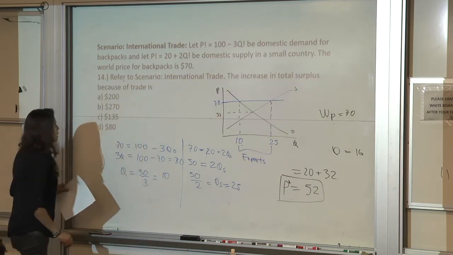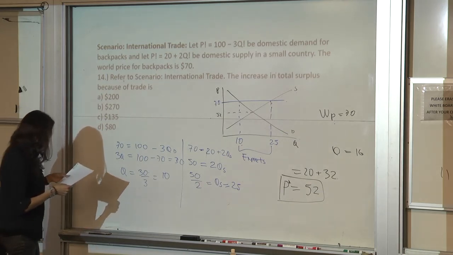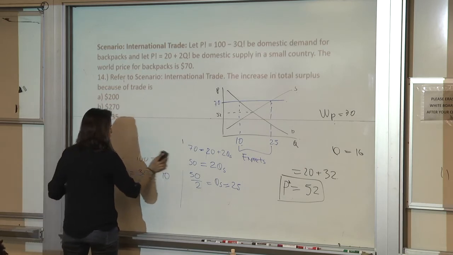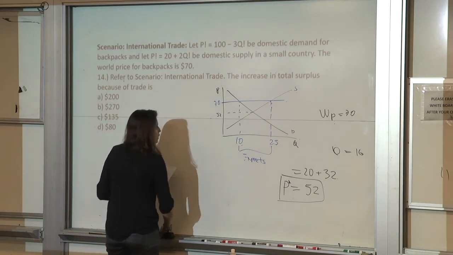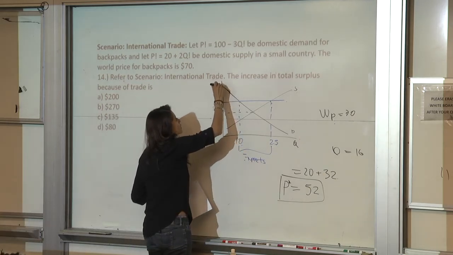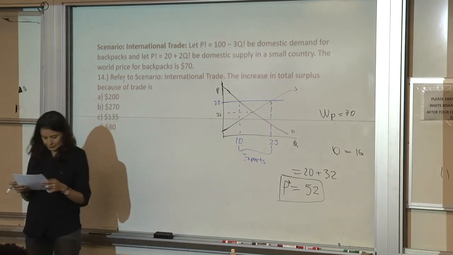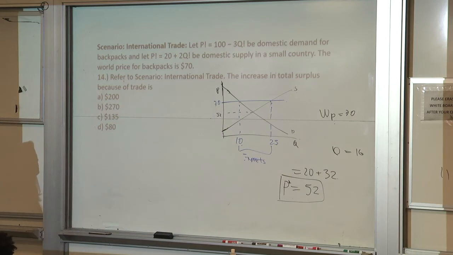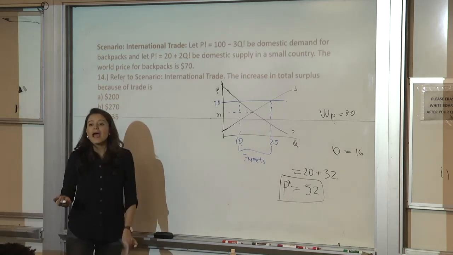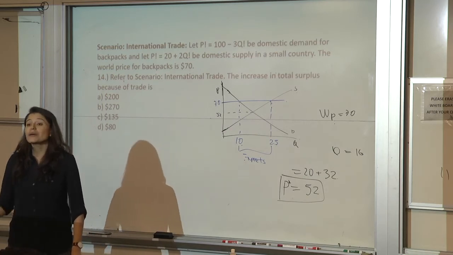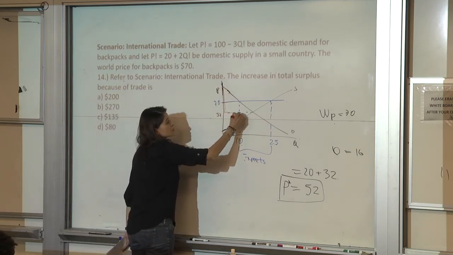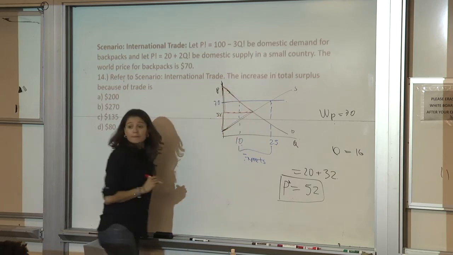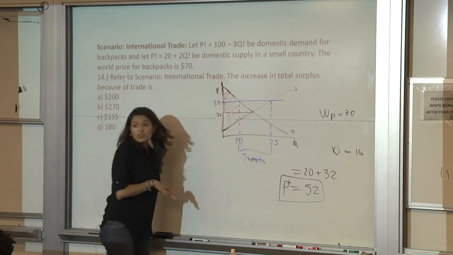Okay, question 14 now. Refer to the scenario international trade, the increase in total surplus because of trade is. So what happens in the domestic market? What is the total surplus? The consumer surplus plus the producer surplus, right? This is the total surplus when the market doesn't open to trade.